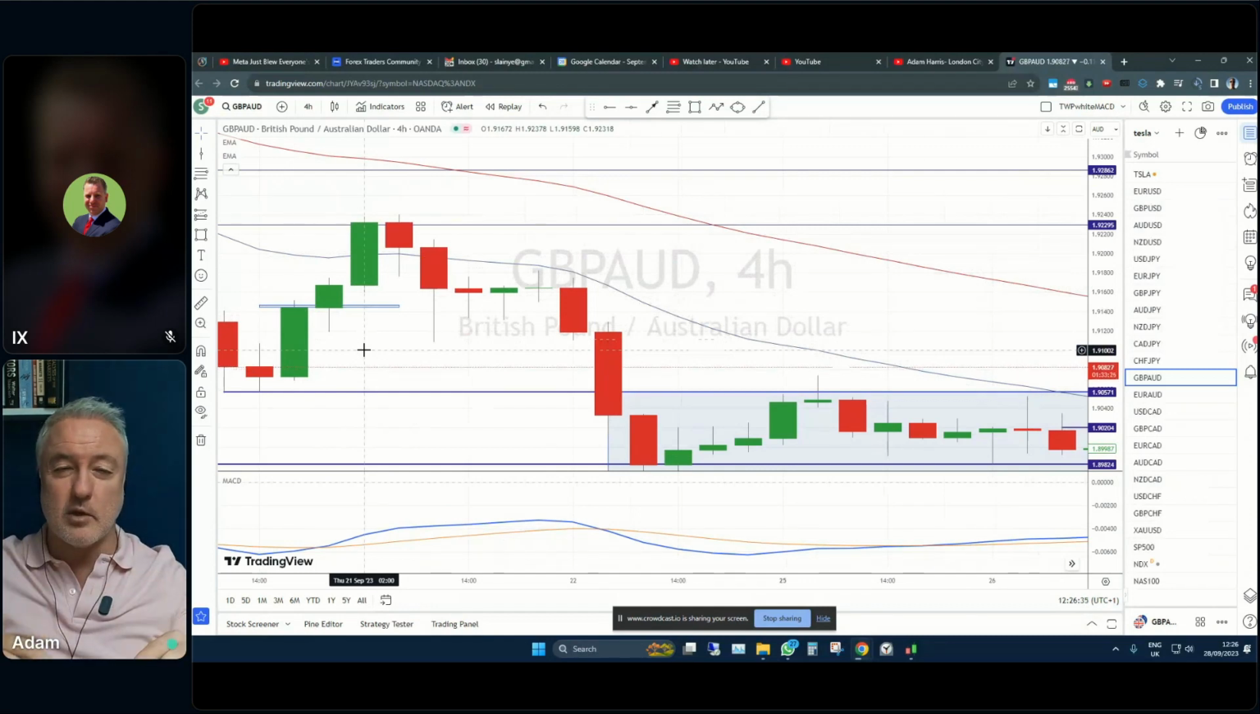But I'm getting in on the much lower time frames in detail. It's granular, and I'm looking to take advantage of that move up there. So conceptually, that's all I've done.